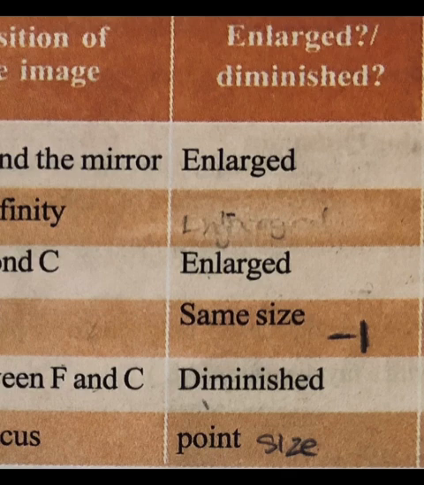These are the characteristics of the concave mirror, but when we go to the convex mirror, the image characteristics will always be diminished, erect, and virtual. So whichever point you keep the object at, all the images will be diminished, all the images will be erect, and all of them will be virtual, so we can only see them inside the mirror, not outside on a screen. That is it for now.